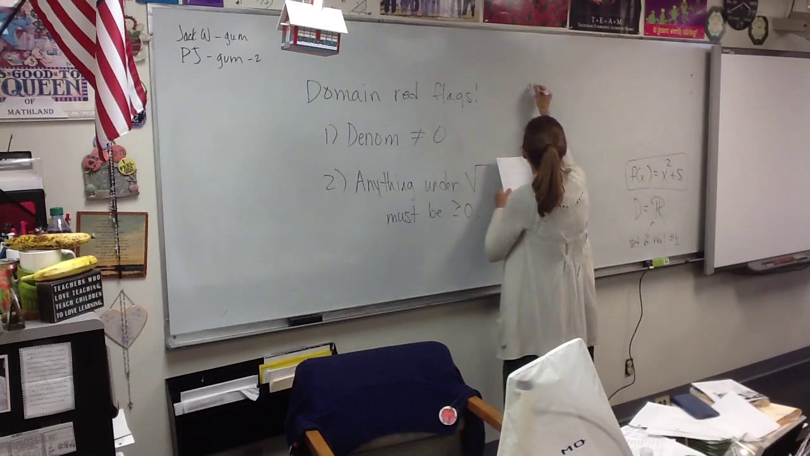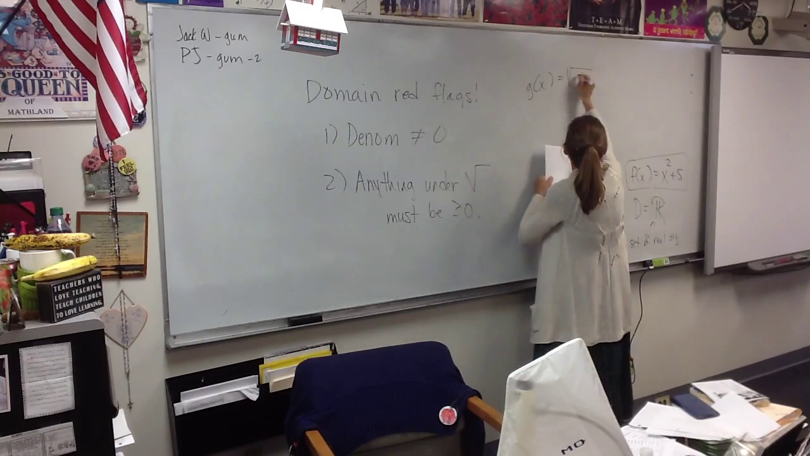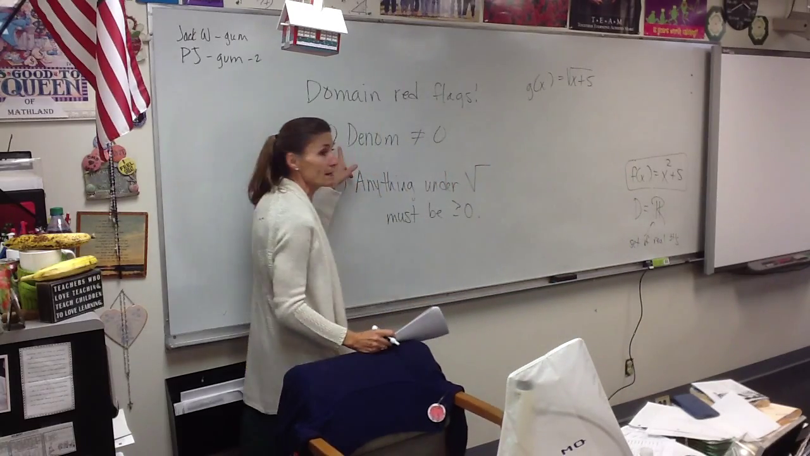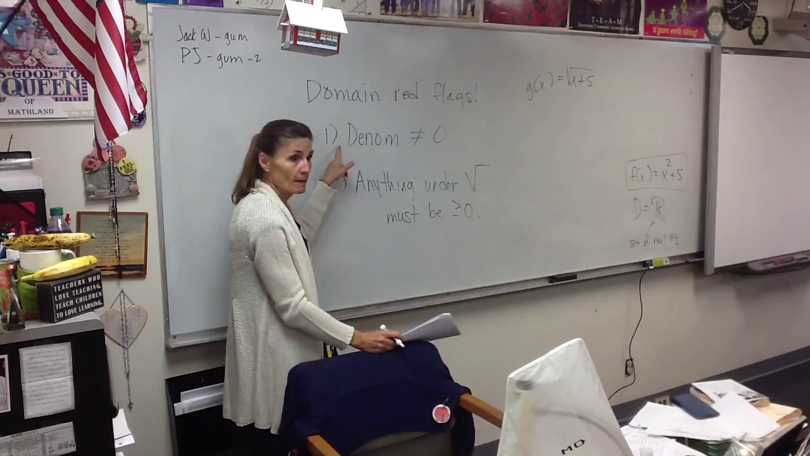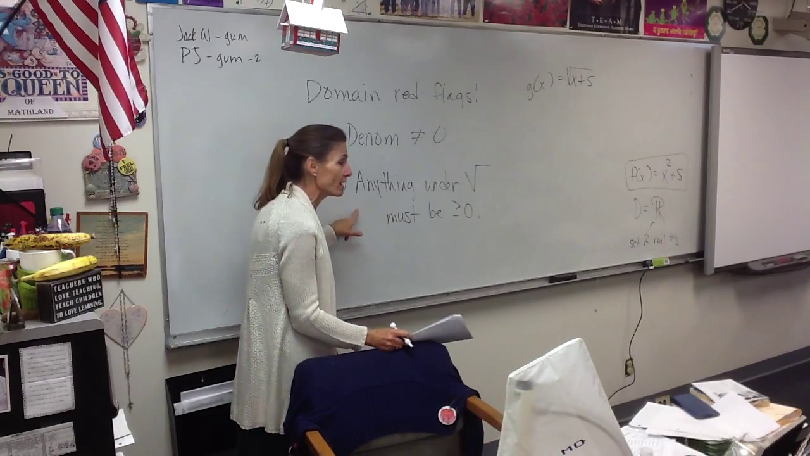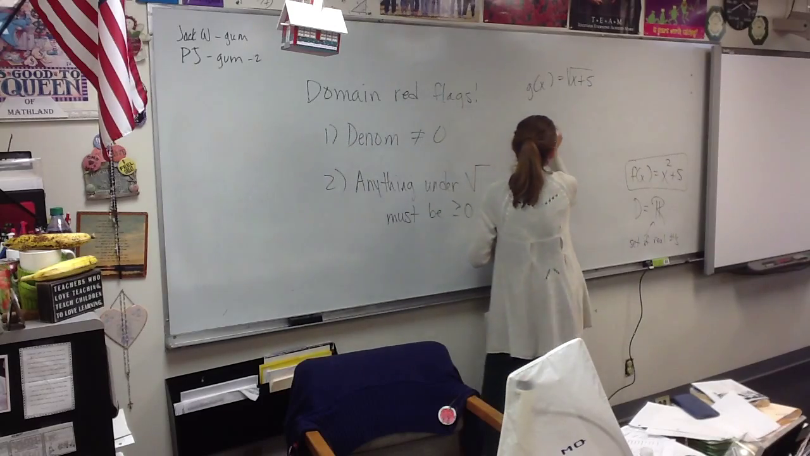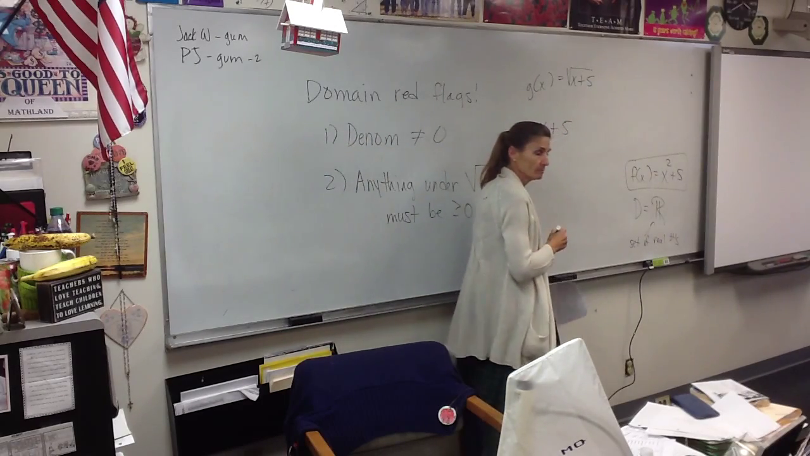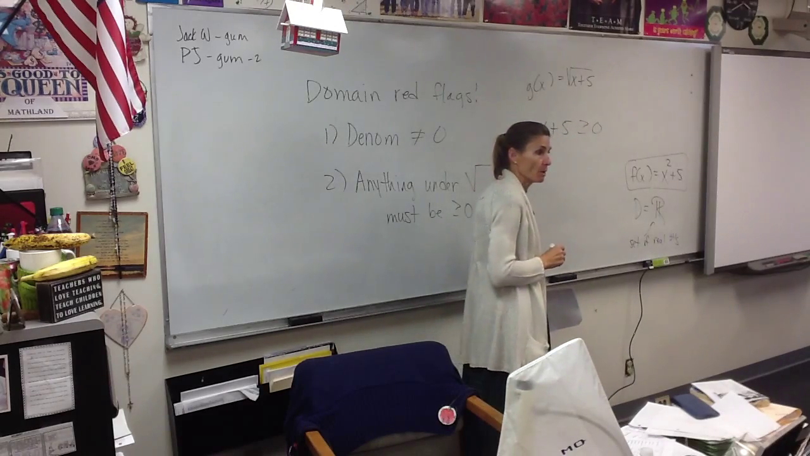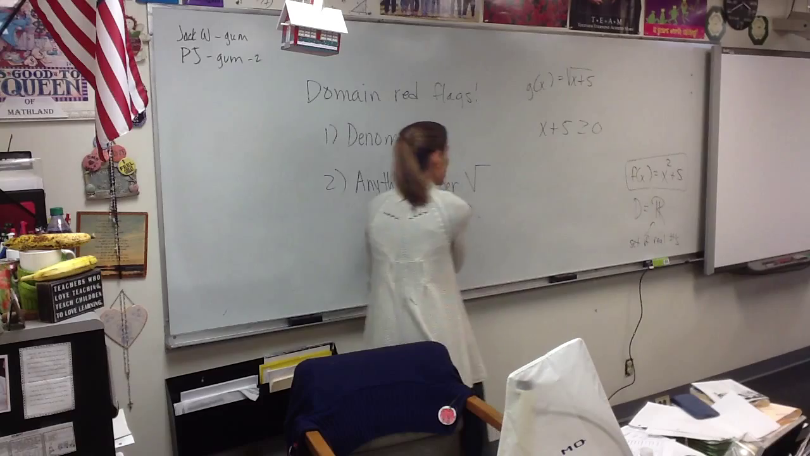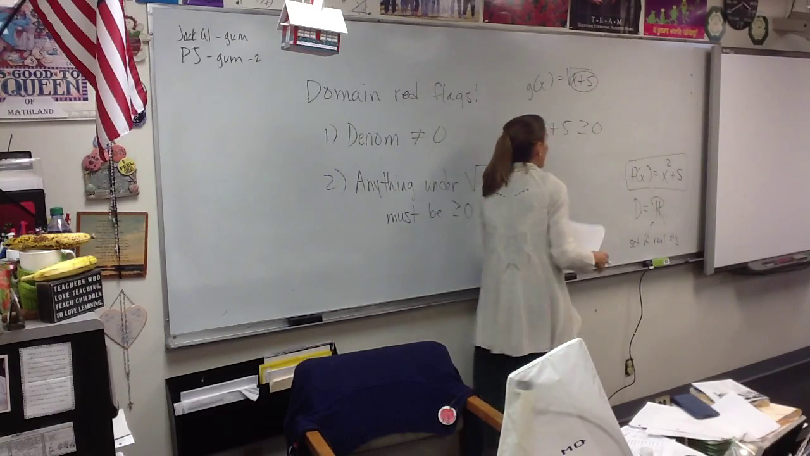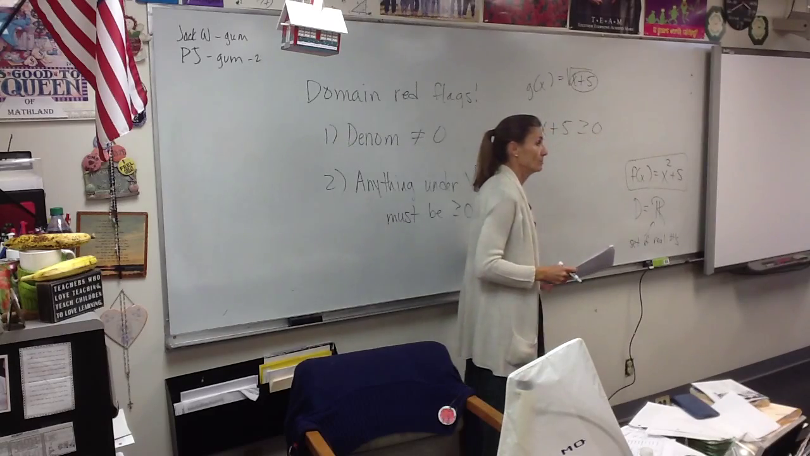We have a radical. Now, we do not have a fraction, so we don't have to worry about rule number one. But we do have a radical. So what's the rule for a radical? Anything under it has to be bigger than or equal to zero. If I know the rule, then this is easy. Whatever is under has to be bigger than or equal to zero.